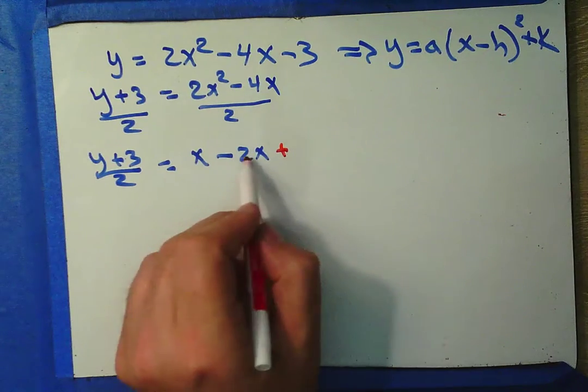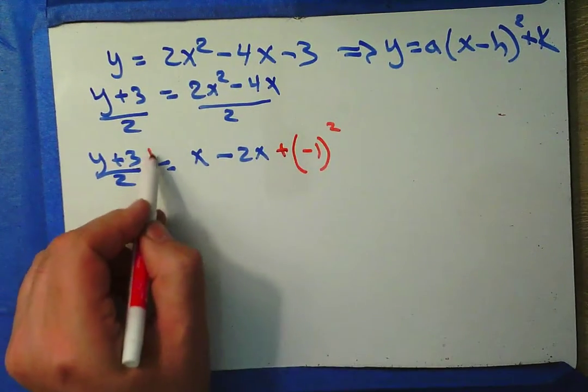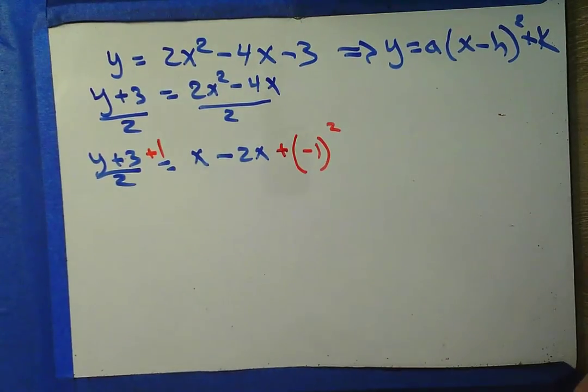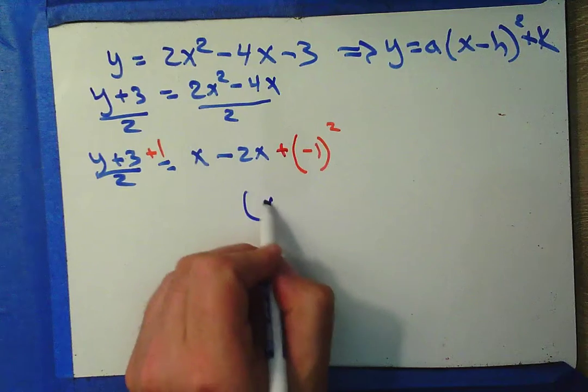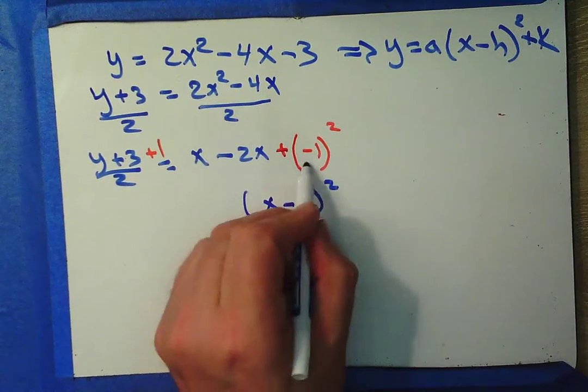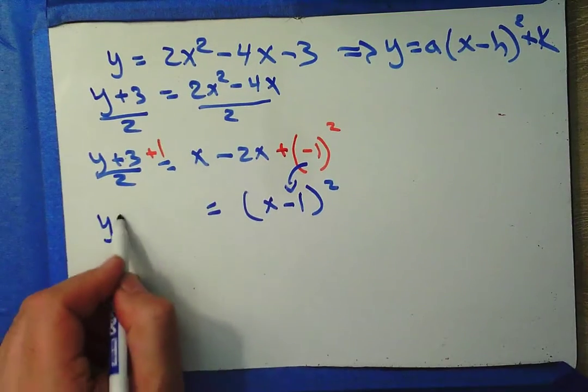So I've got negative 2 over 2, which is negative 1, squared. So I'm adding 1. Over here, this factors as (x minus 1) squared. Remember, we just bring this down. Over here, oh my god, I got so much crap.